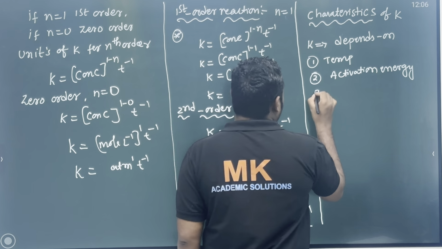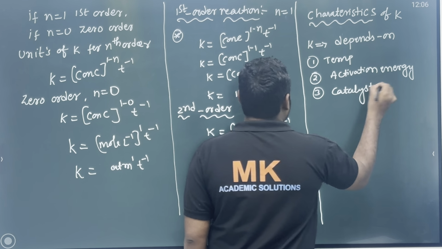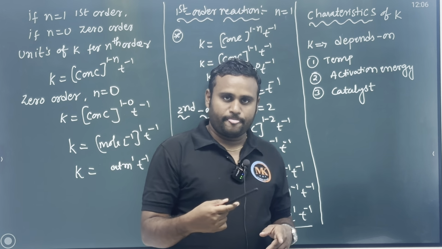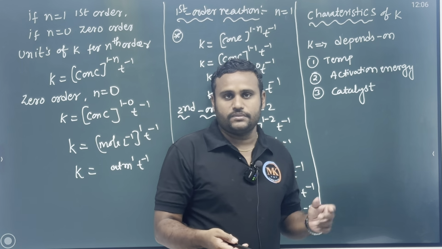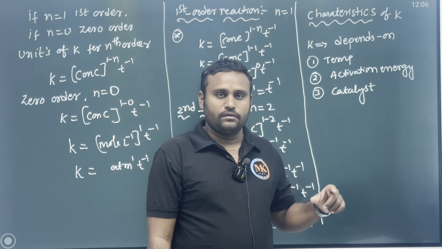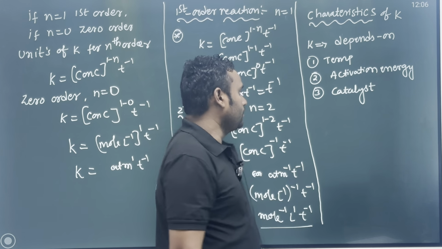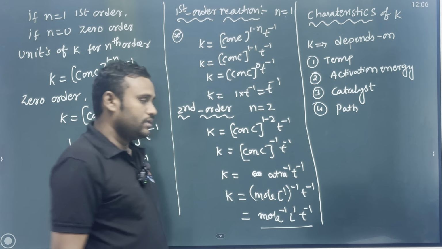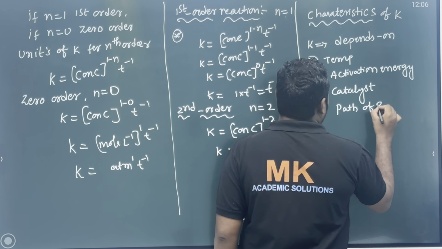And it depends on catalyst. The rate constant depends on catalyst also. If the same reaction is done with a catalyst and without a catalyst, K has different values. Next, path of reaction. The same reaction can occur in different paths, so it depends on the path of the reaction.